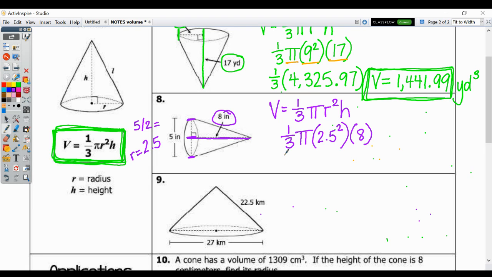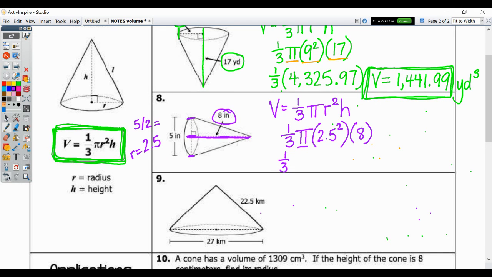Okay, and I get, so I'm bringing my 1/3. So I multiply this times this times this. And I got 157.08. Okay, and I have that number still calculated in my calculator. So before I type anything else, I'm just going to divide by 3. And so my final answer would be my volume equals 52.36 inches cubed.